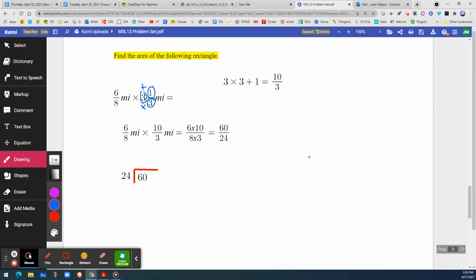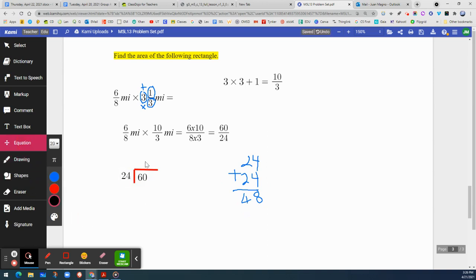And you would say, how do you know? Well, 24 plus 24, these are multiples. You can multiply it or you can just add it. That will be 48. So that's how I know that 24 going into 60, the quotient is 2. Then you multiply 2 times 24 equals 48, just like we did on the right hand side.